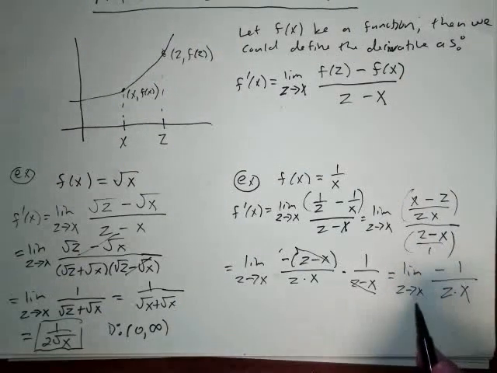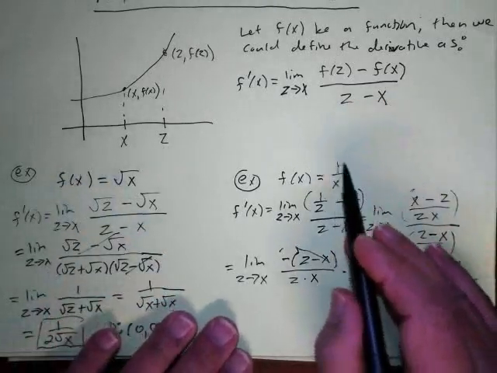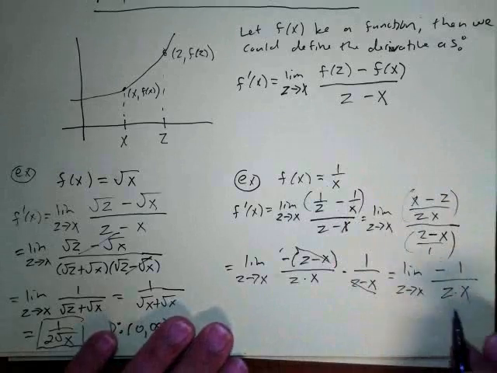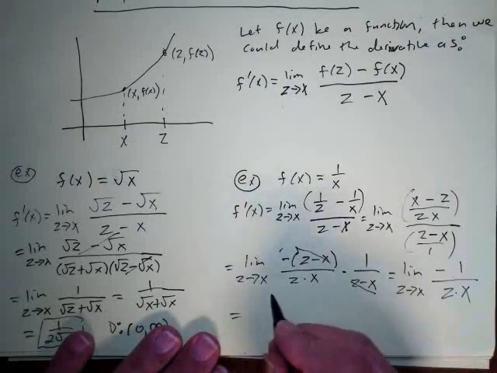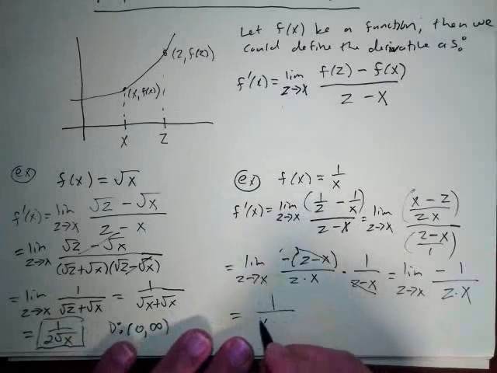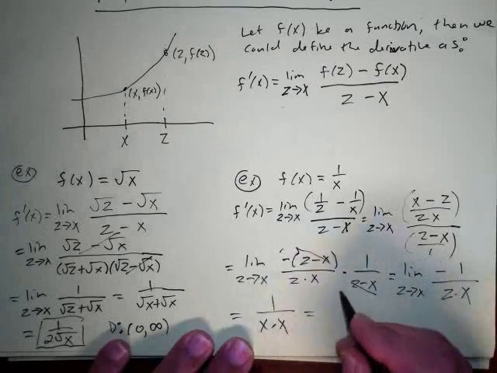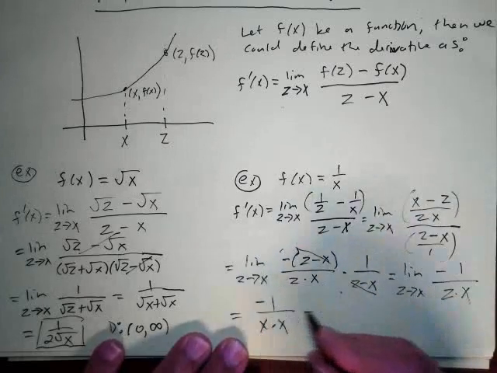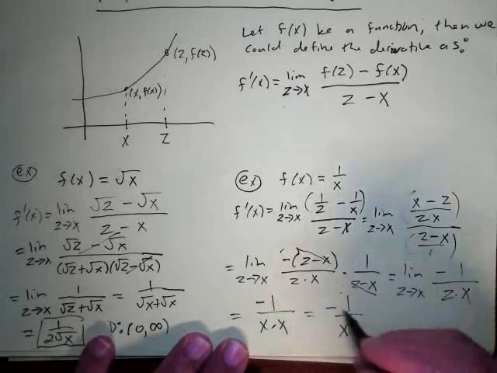And now I can let z go to x as long as x isn't 0. Which it can't be because this isn't defined there. And if I do that, then I would be left with negative 1 over x times x. And that's just negative 1 over x squared.